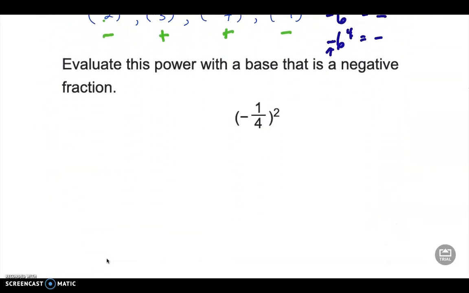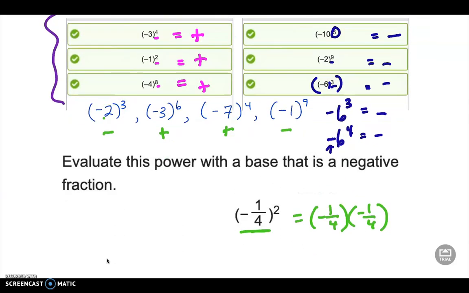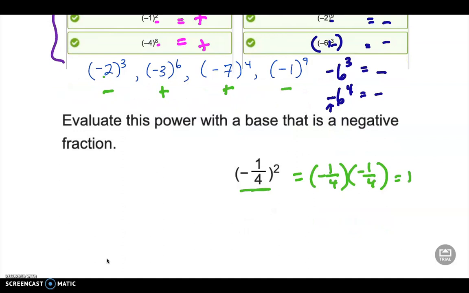Okay, evaluate this power with a base that is a negative fraction. So here's our base. This is saying negative 1/4 times a negative 1/4. Well, when we multiply fractions, we multiply the numerators, which is negative 1 times negative 1. Now in this case, we're taking the whole thing. I know this is going to be a positive because I have a negative times a negative. So 1 times 1 is 1. 4 times 4 is 16. So that's going to be a positive 1/16.